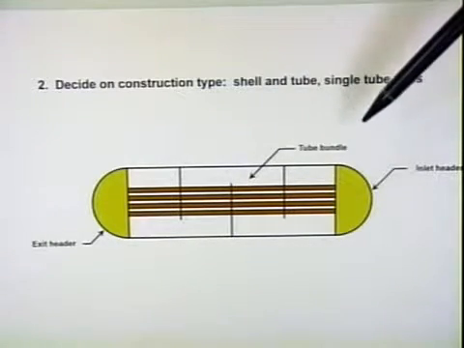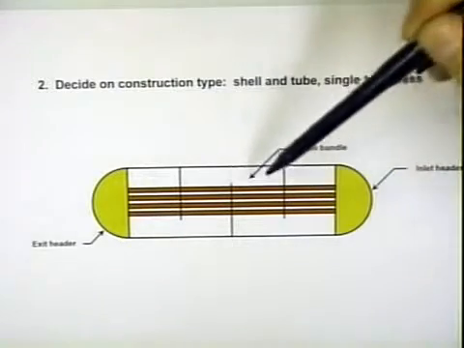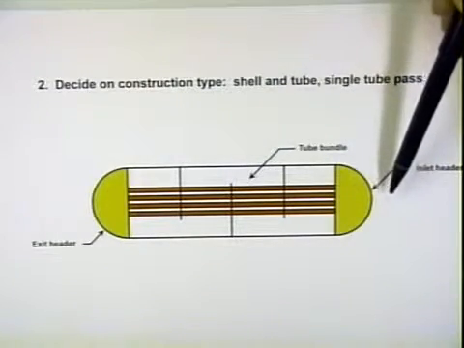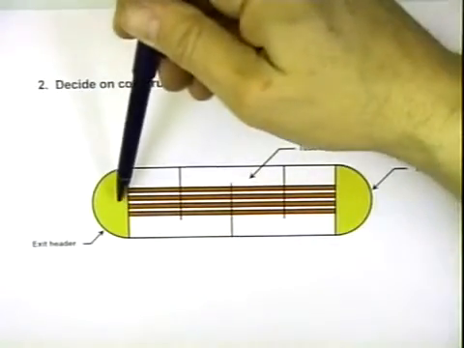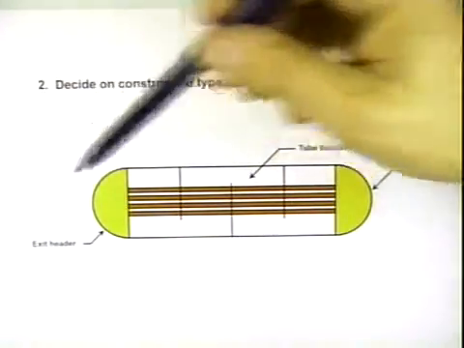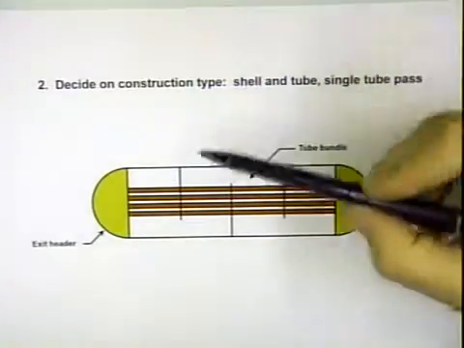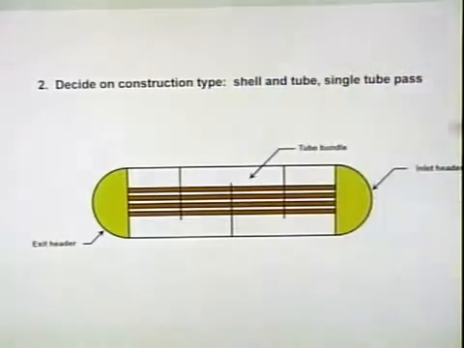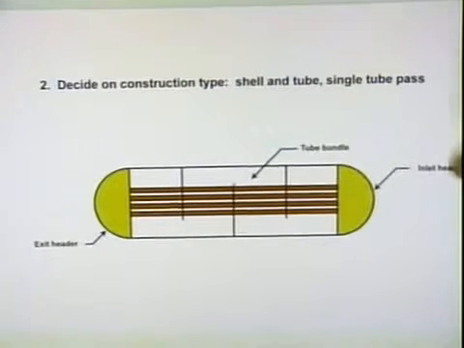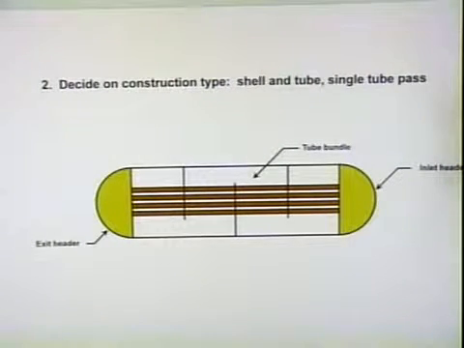Okay, so we picked the shell and tube with a single tube pass. With the shell and tube, we have a tube bundle within a shell. We have an inlet header, and that's where the tube flow would come in. They pass through the tubes. It's one pass, so they just go through one time, and they come out through the exit header down here. And here's our tube bundle down here. And then I've shown baffles, so we'd have flow coming in like this for the shell flow. Okay, so now we've decided on the construction type. The next step would be to determine the log mean temperature difference, the heat rate, Q, and our correction factor.